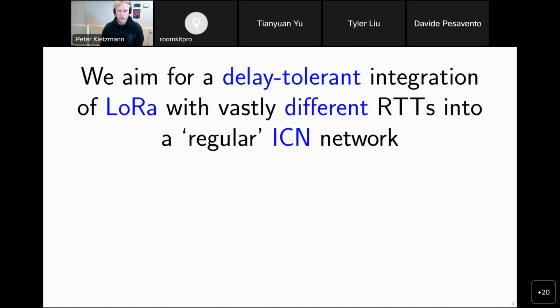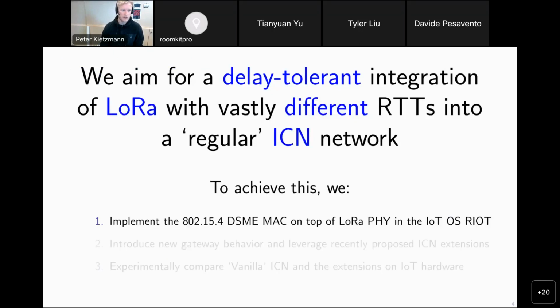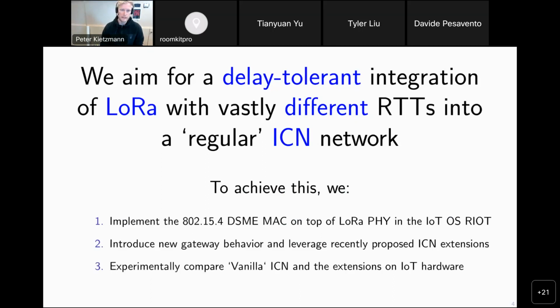Here we aim for a delay-tolerant integration of LoRa edge networks with very long and vastly different round-trip times into a regular and fast ICN network. To achieve this, we provide an OS-level implementation of the DSME MAC on top of the LoRa PHY in the IoT operating system RIOT. We introduce new application-agnostic gateway behavior at the edge. These gateways act as layer 3 routers and include ICN caches instead of just bridging to a network server like in LoRaWAN. Additionally, we leverage two recently proposed ICN extensions in our design, namely RISE and reflexive forwarding. And finally, we will provide an experimental analysis on common IoT hardware. We provide comparative evaluations for basic ICN, we call it vanilla ICN in this talk, and the aforementioned extensions.